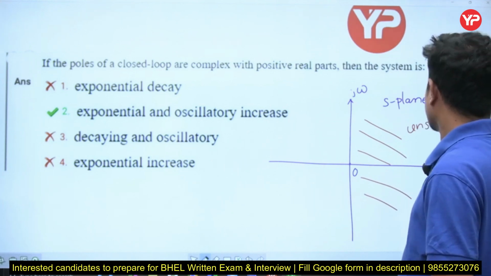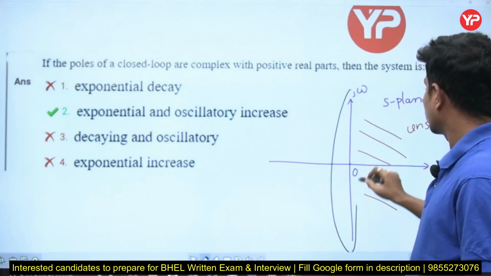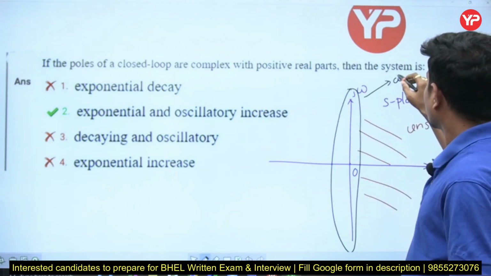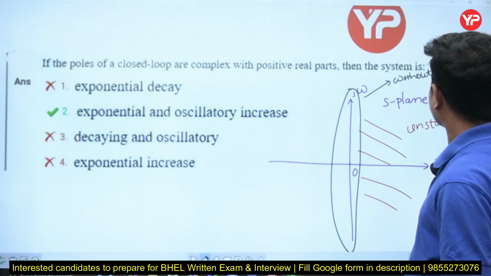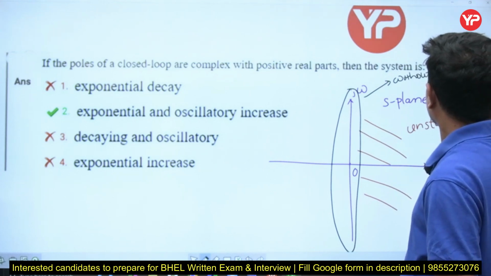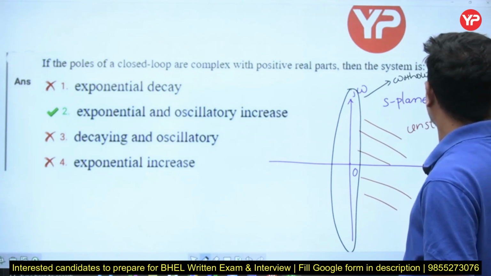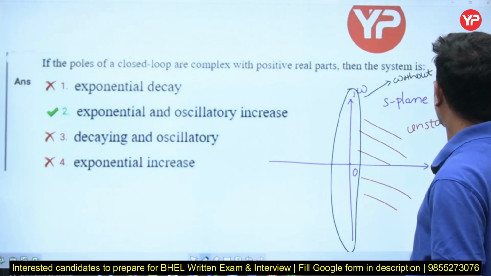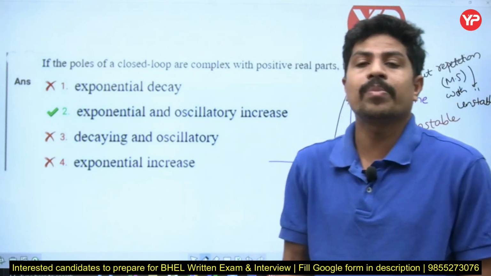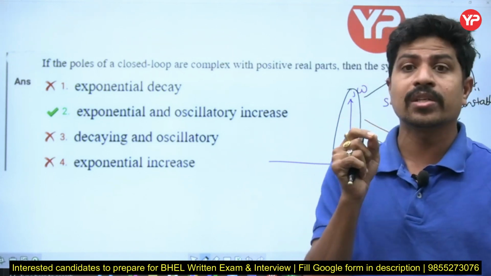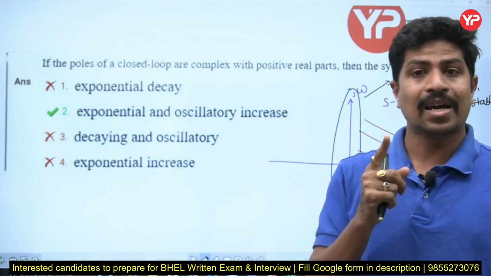System is said to be what? Unstable, right? And if there are poles on the imaginary axis without repetition, the system is said to be marginally stable. With repetition, unstable. I repeat the statement, you need not worry. If poles are there on the imaginary axis without repetition, meaning no multiple poles at one location, that is marginally stable. At one location, if there are multiple poles, unstable.